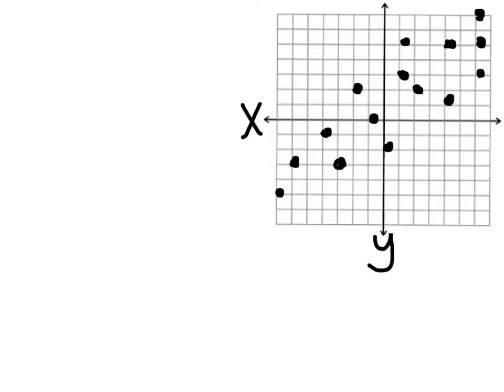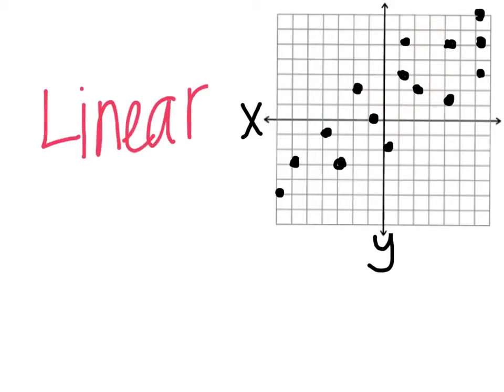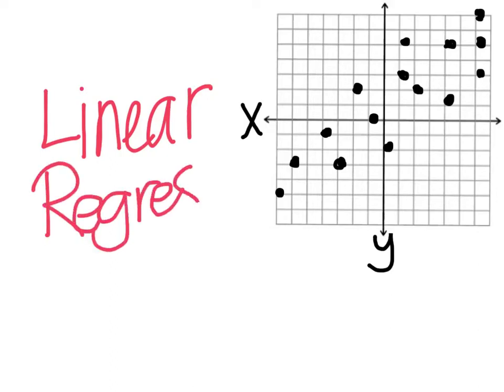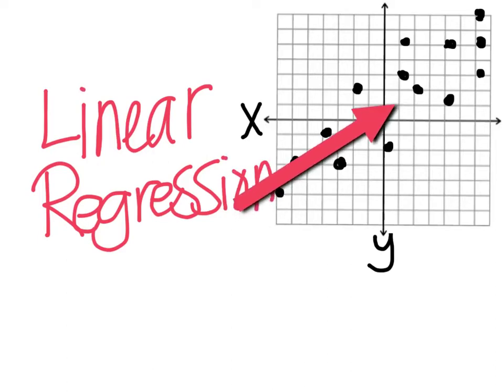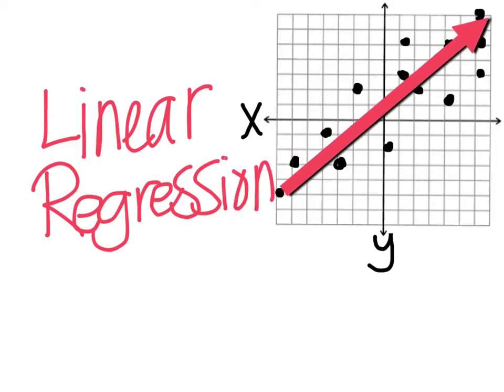But what happens when you plot your points and they look like this? This is a scatter plot. You can't exactly draw a line between all of these points. So that's where linear regression is going to come in. You'll be able to put your data or your points into the calculator, and it will give you the line of best fit. And the best part is that it will give you the equation of the line of best fit.